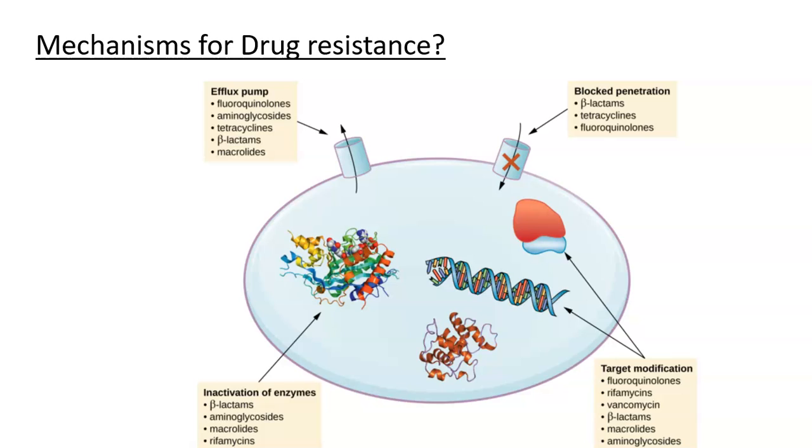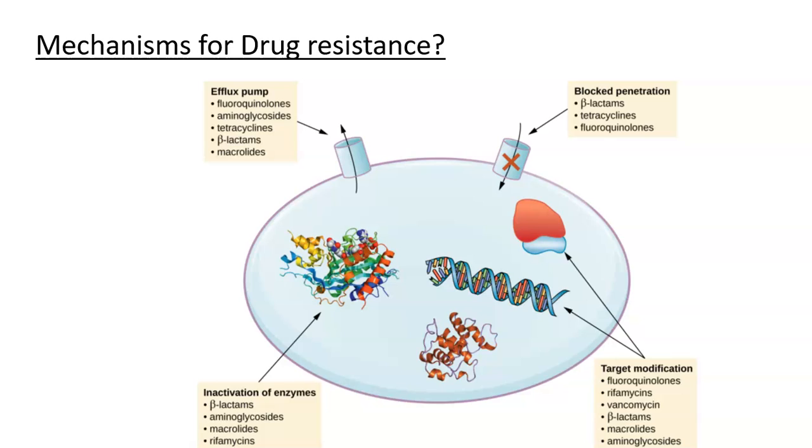We can also see a couple of other interesting mechanisms for developing drug resistance. You can even modify the target inside of the cells. So what if you change your penicillin binding protein so that your penicillin no longer binds there, or change the structure of your ribosome so that the drug can't bind there?